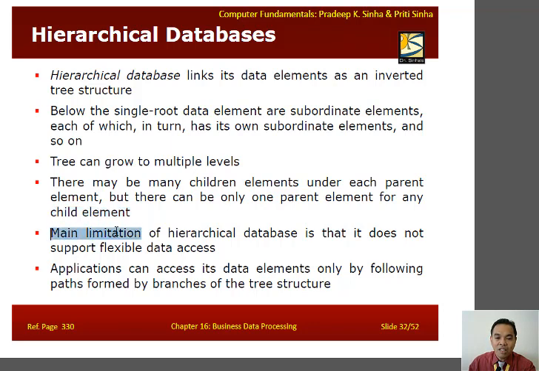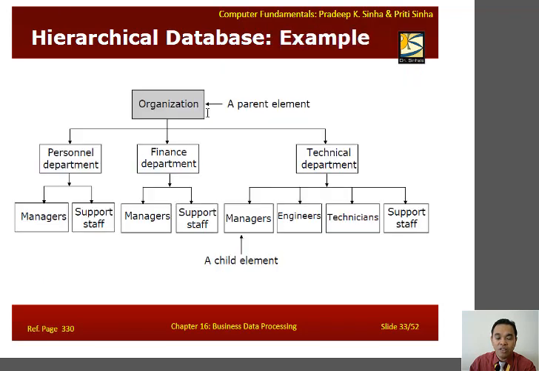The main limitation of hierarchical database is that it does not support flexible data access. Applications can access its database elements only by following the path formed by the branches of the tree structure. So here is an example of a hierarchical database. This is an example of a child and this is the parent.